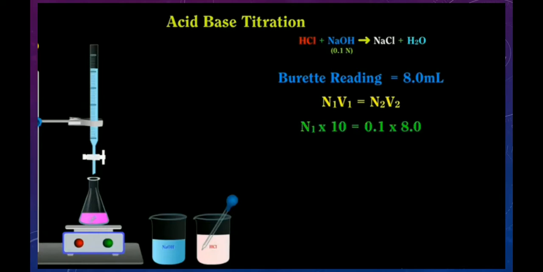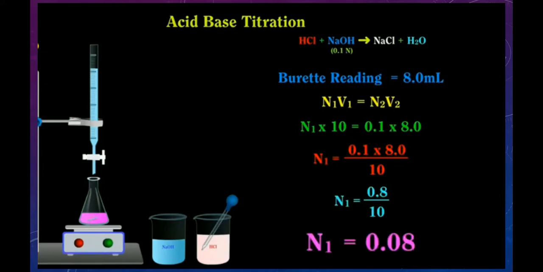Put all these values, we have N1 multiplied by 10 equal to 0.1 multiplied by 8.0, or N1 equal to 0.1 multiplied by 8.0 divided by 10, that is N1 equal to 0.8 divided by 10 equal to 0.08, which is the unknown normality of HCl solution.